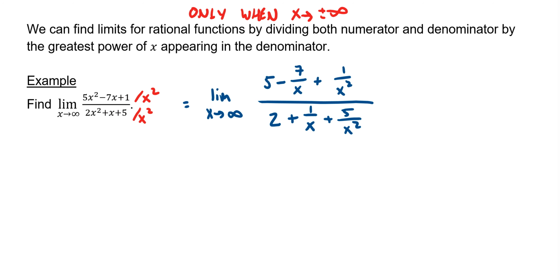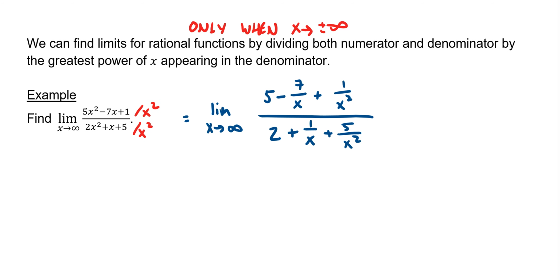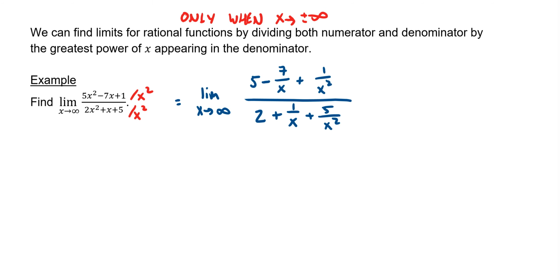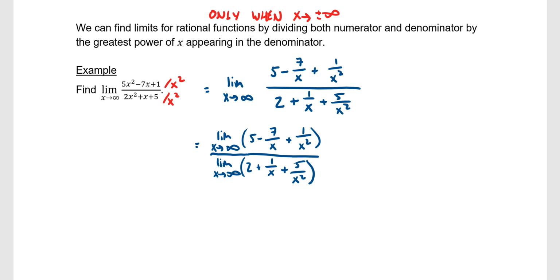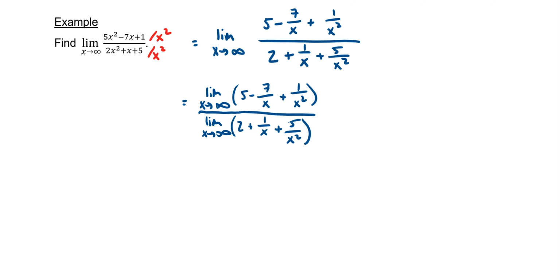Now technically we're using limit laws, and we're going to do the limit of the numerator and the limit of the denominator separately, which means we're going to do the limit of every single term separately using limit laws again. So I'm going to write this out just so we can see what's going on behind the scenes, but we don't have to actually write it out like this every single time. It's the limit of the numerator divided by the limit of the denominator, and then it's going to be the limit of each one of those terms individually.